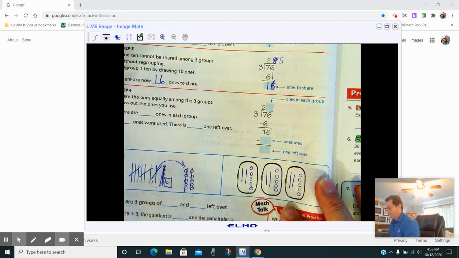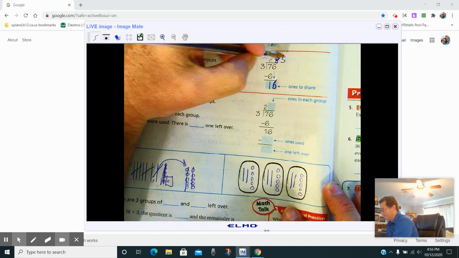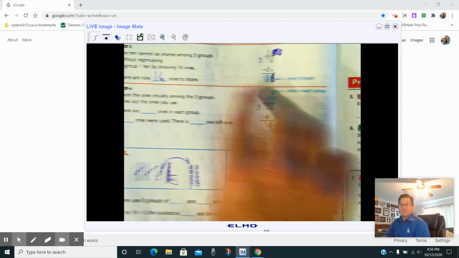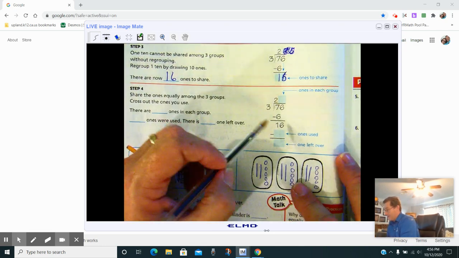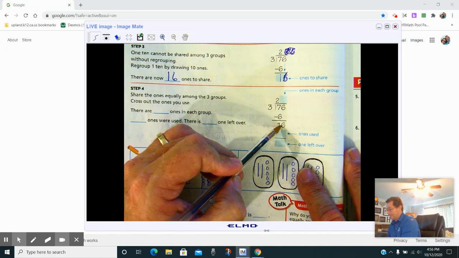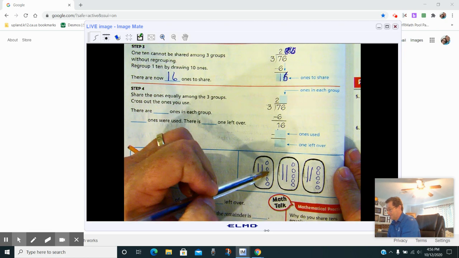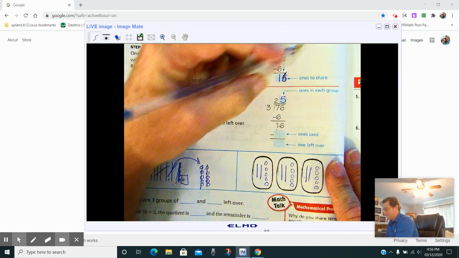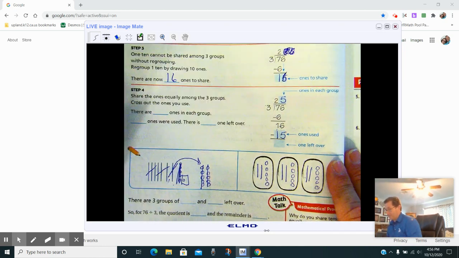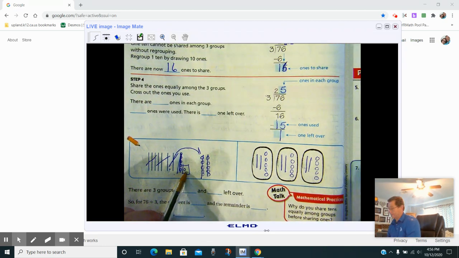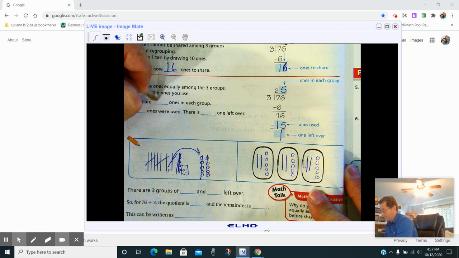Sorry, I left out a step there. Okay, so I just needed to write in the 16 ones that were left to share. All right, so now, 76 take away 60 leaves me 16. How many ones did we put into each of the three groups? We put 5. 5 ones, that gives me 15 ones that are being used. How many ones are left over? 1. So there are 5 ones in each group. 15 ones were used, and we have 1 left over.